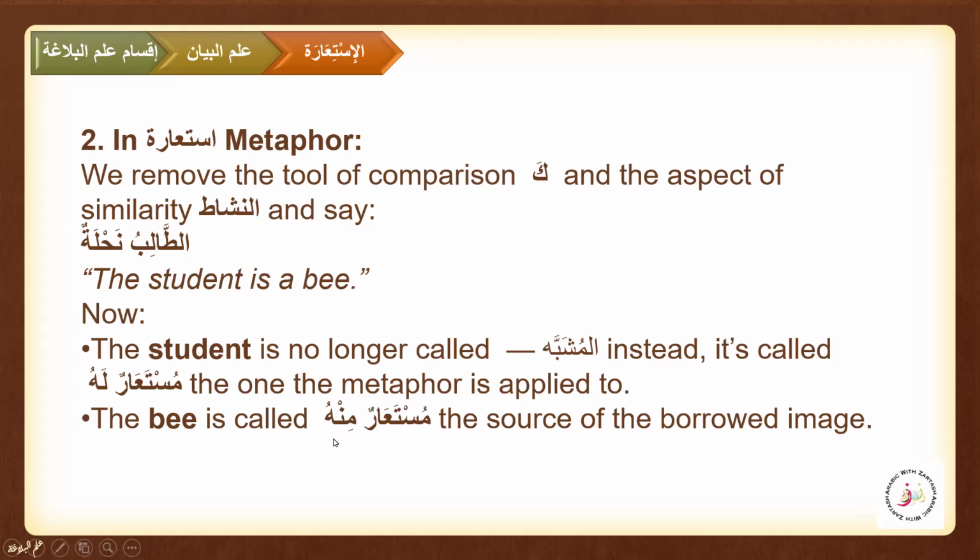So these are the two terms that you are going to memorize for al-istiara: mustarun lahu and mustarun minhu. Mustarun lahu is the one the metaphor is applied to, or you can say the metaphor is about, and that's the student. And mustarun minhu is the image being borrowed, and we have borrowed the image of the bee. So istiara is like saying, I'm not just comparing you to a bee, I'm calling you a bee to make the image stronger, more alive, and more memorable.